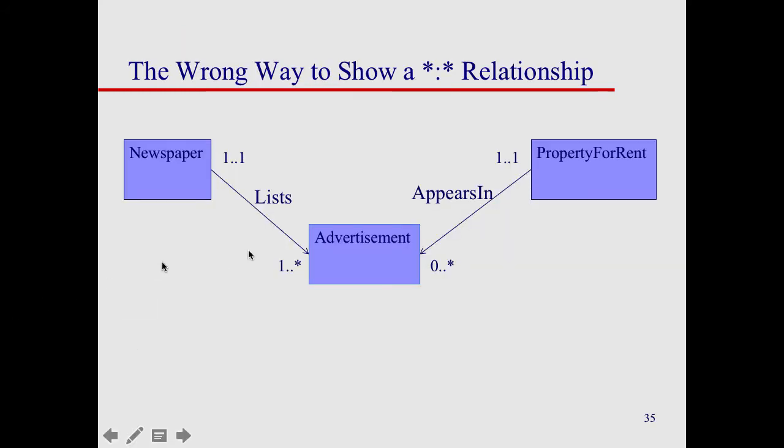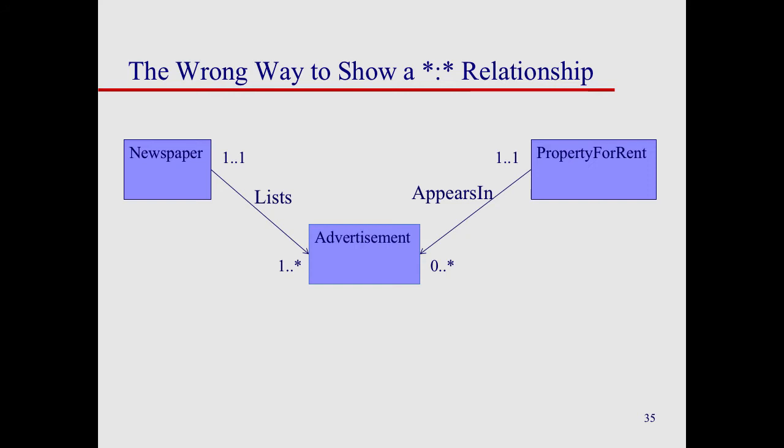Okay, and we wanted to make it clear that this is the wrong way to represent a many-to-many relationship. I see this often in homework assignments and exams. So advertisement is a relationship, but it's being shown here as an entity, and that's wrong, because it obscures the fact that there's a direct relationship between newspaper and property for rent. It's really newspaper advertises property for rent. It's not that a newspaper lists advertisements and a property for rent appears in advertisements.